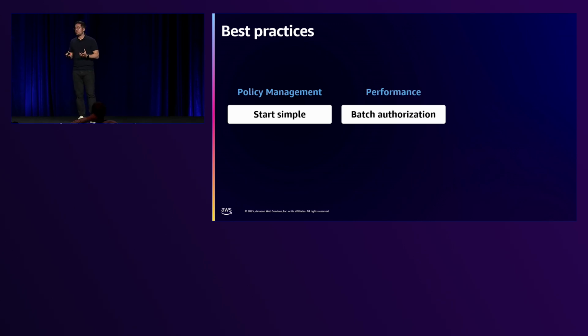Next is, think about performance. Cedar and the authorization engine is built for speed, as I told you. But you can even increase the performance when you do batch authorization.